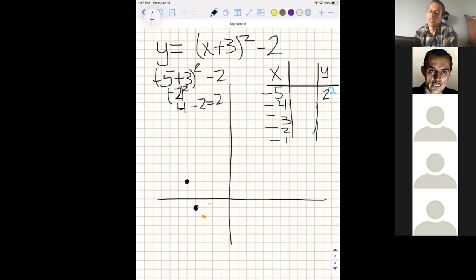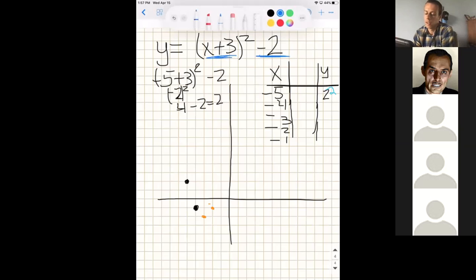Let me ask you this. Based on this and based on this, what's happening to our graph? What is the +3 on the inside going to do? It's going to move it left 3. And this -2 is going to move it down 2.